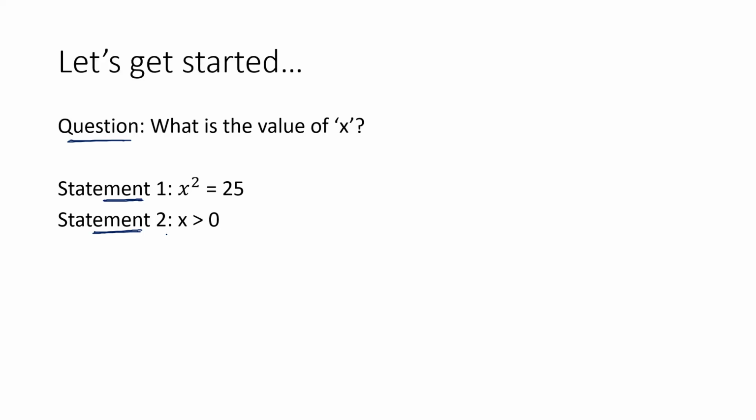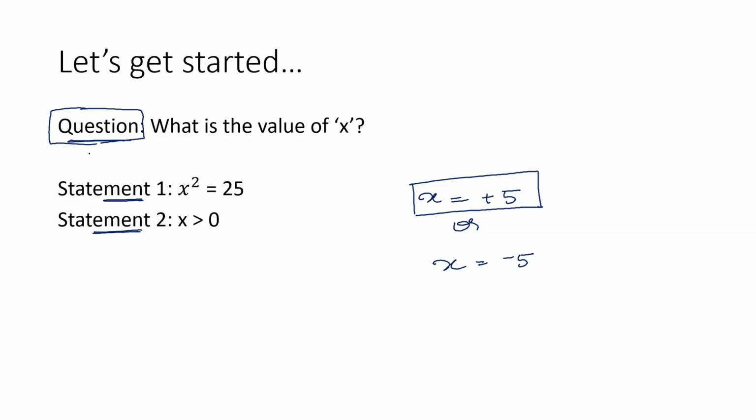Now, you are going to combine statement 1 and statement 2 together. When I consider statement 1, x could be plus 5, or x could be minus 5. So statement 1 alone, these are the possibilities. Statement 2 alone, I consider x is greater than 0. But when I combine statement 1 and statement 2 together, I am getting a unique value associated with x, and that is x equal to plus 5, right? Which means I can answer this particular question when I combine statement 1 input and statement 2 input together.